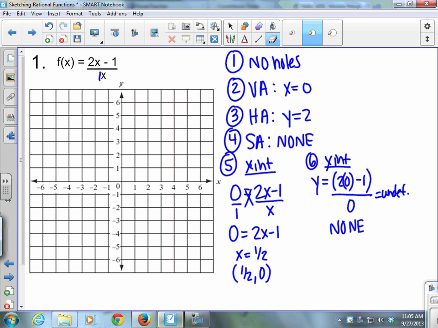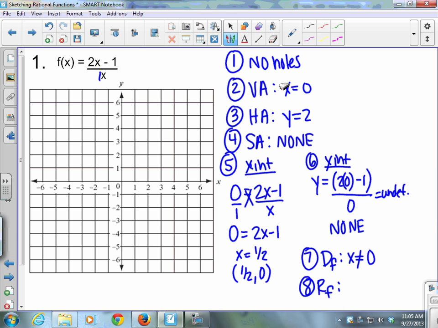Alright, the seventh thing, or the next thing that I said we needed to find was the domain. So the domain, you're going to look at the original function. And the original function just has an x in the bottom. And so we don't want that bottom part to be 0. So the domain of the function is x cannot equal 0. Now, the eighth thing, the range, we need to find that by looking at a graph. And so we can't find the range until we graph what we know. So I'm going to go graph what I know.